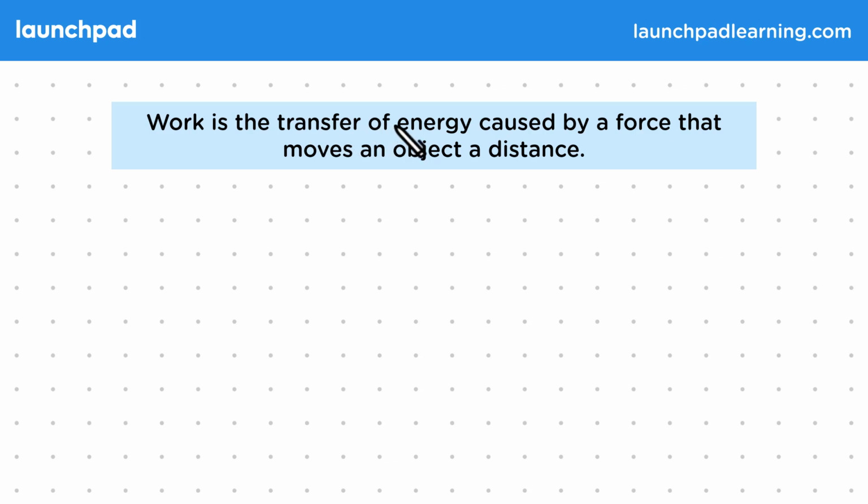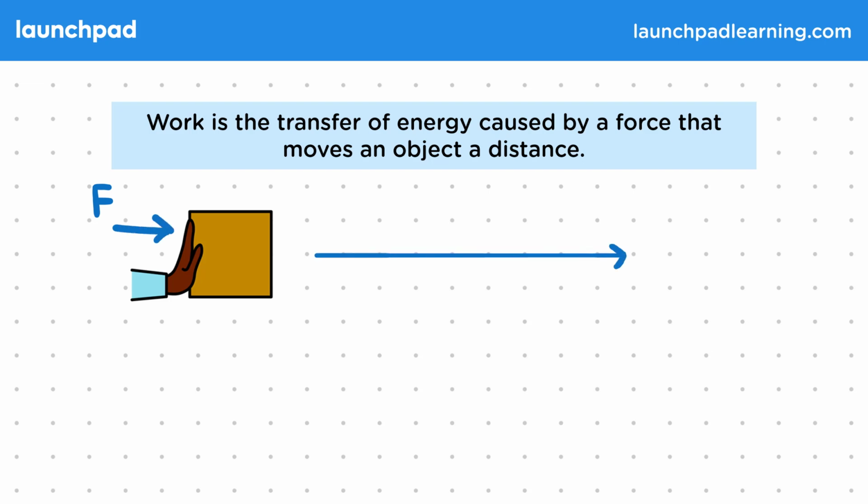Work is the transfer of energy caused by a force that moves an object a distance. For example, if we push a box with a force, then the box will move as it slides along the floor. Since the force is making the box move some distance, work is being done. So in other words, an energy transfer is happening.